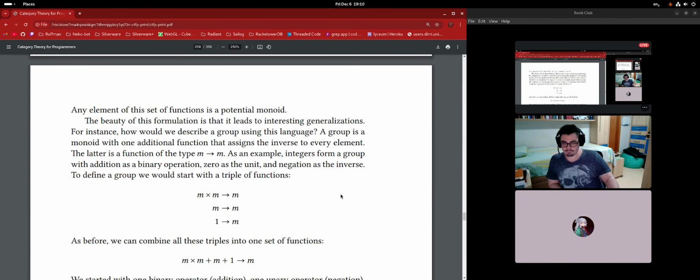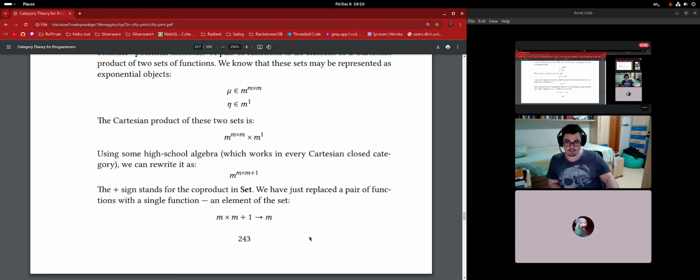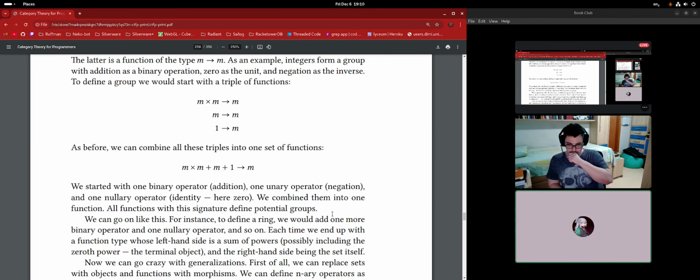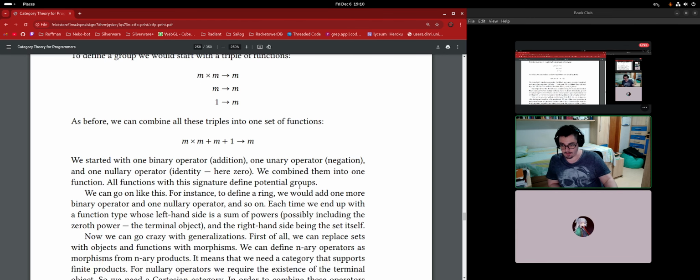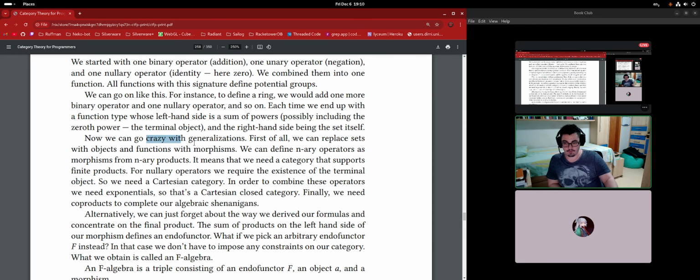Then we can go further, right? What about a group? A group is the same thing plus a function that allows us to do inverse. So we established these will be the first three rules. Then you do this process, and that leads us to this thing for potential groups. And then we can also do the same for a ring, and then the thing can go crazy.